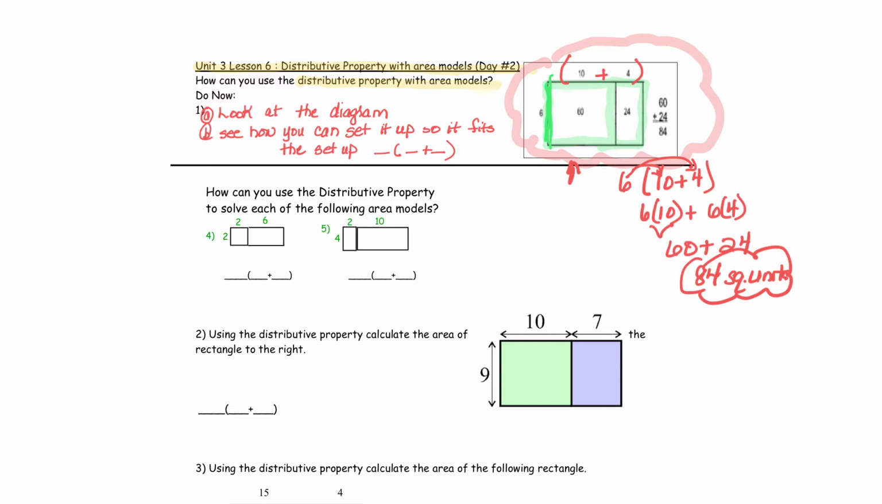Let's jot that information down in our do now. So let's just basically take some simple directions. Step 1, and write this down. Look at the diagram. And step 2, or letter B, see how you could set it up so it fits the setup for a distributive property problem. So you have the outside number multiplied by the two addends inside the parentheses.